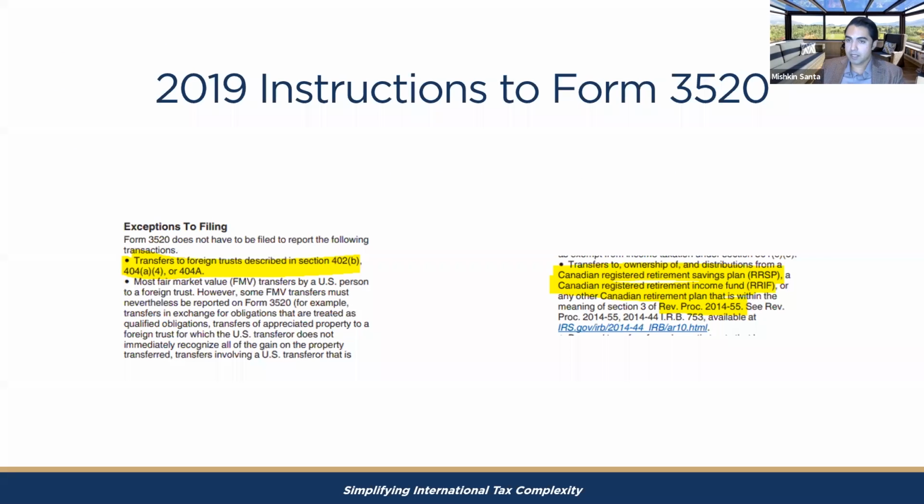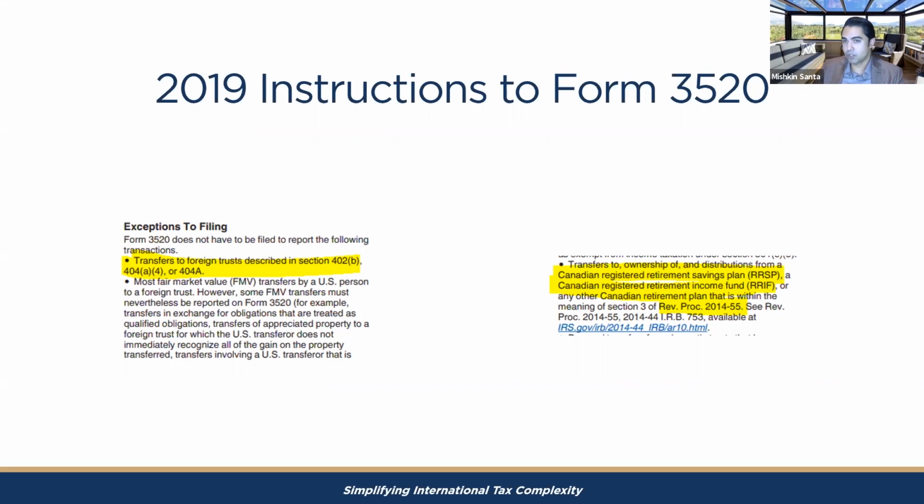There are some plans, specifically the Canadian RRSP and the Canadian RRIF, that used to have to file the 3520 and the 3520-A, and then it was the 8891. These were foreign grantor trusts. They're basically foreign grantor trusts. The IRS has basically said, look, we know what these plans are. We understand what they are. We're going to give a pass on these. They did that back in 2014.